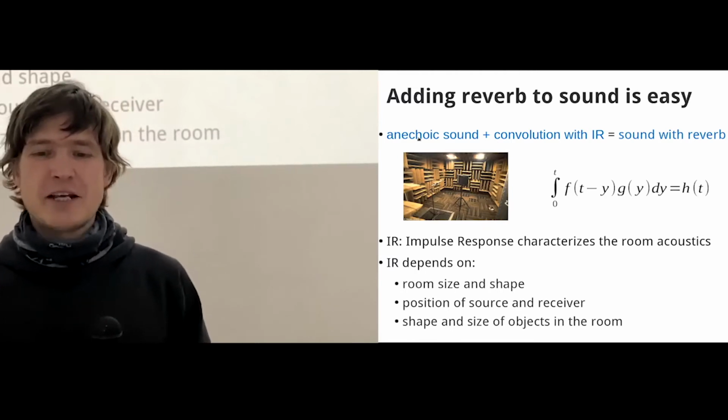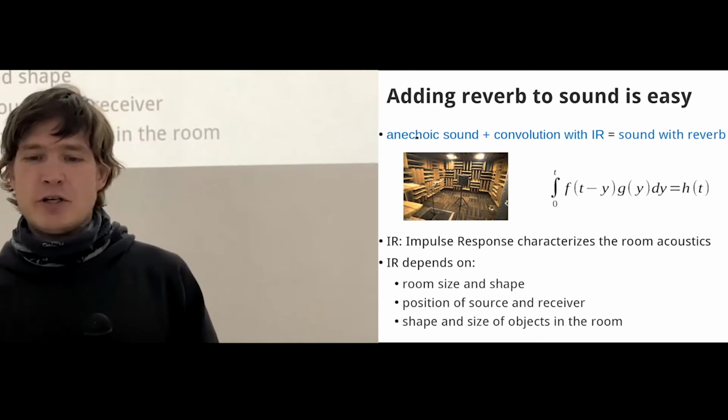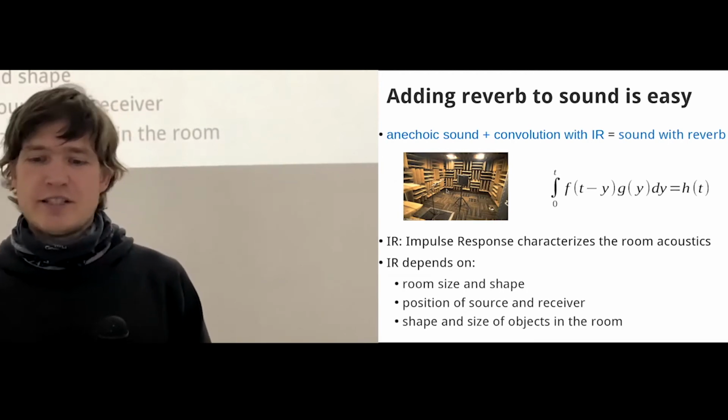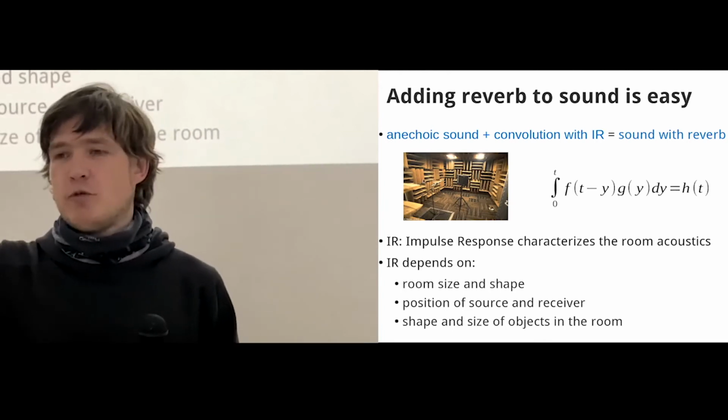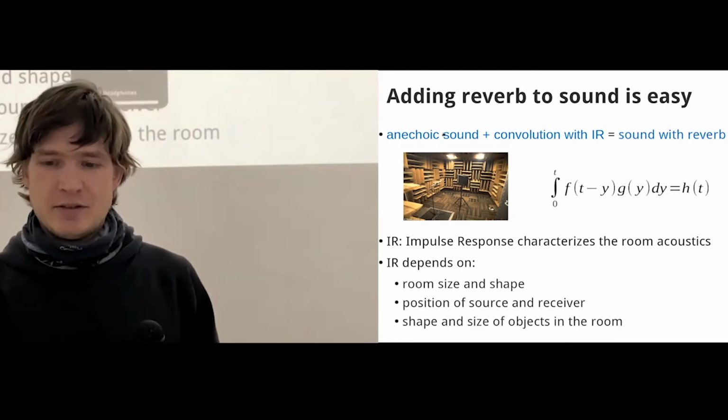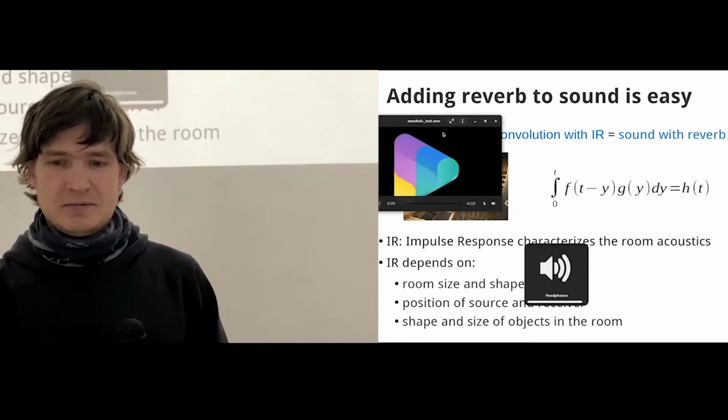So what you start with is anechoic sound, which is sound recorded in a quiet chamber or anechoic chamber. You see a picture of that down here. It's a special chamber which absorbs all the sound from the walls, such that you don't have any reflections. And that might sound something like this.